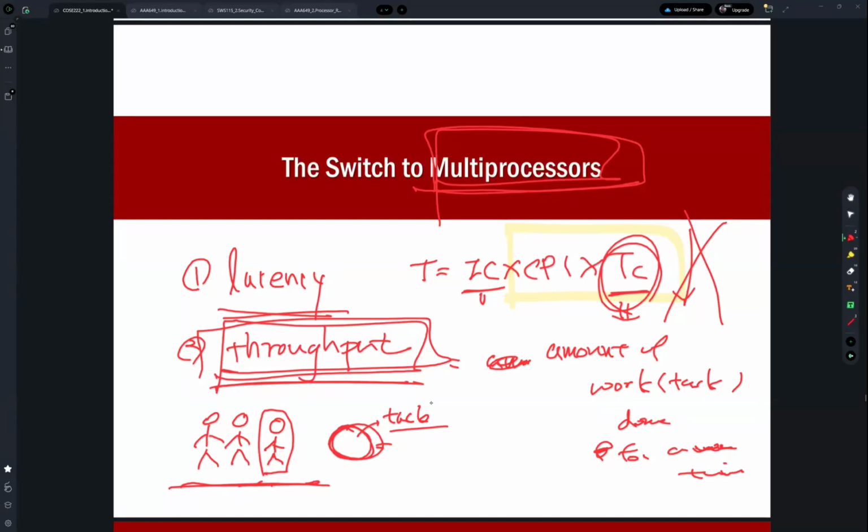Actually, every CPU is essentially a multi-core CPU, right? Why? It's not easy to increase the clock frequency, which means it's not easy to reduce the latency of a single task. But a computer system recently executes many tasks concurrently, so we can improve the throughput by increasing the number of cores. This is the switch to multiprocessors.